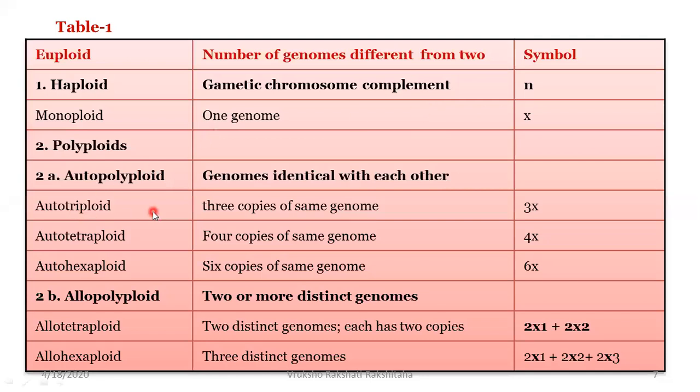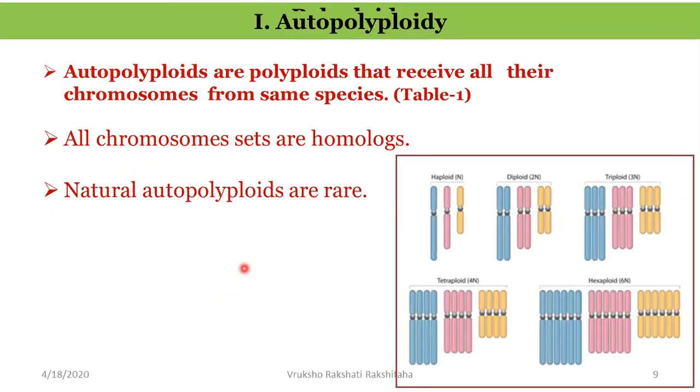So if an organism has 3 copies of the same genome, it is called autotriploid and referred to as 3x. If it has 4 copies, autotetraploid; 5 copies, autopentaploid, and so on. All the chromosome sets are homologs, and naturally occurring polyploids are very rare.